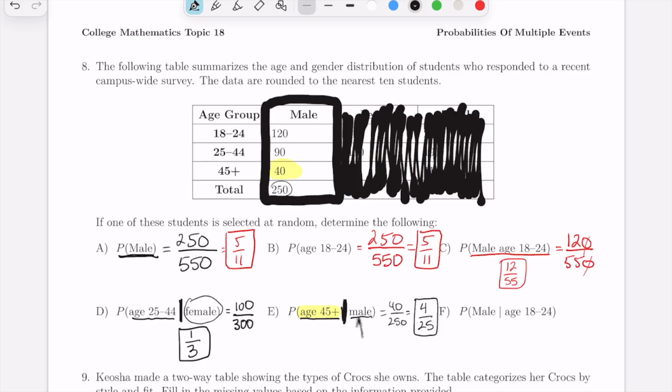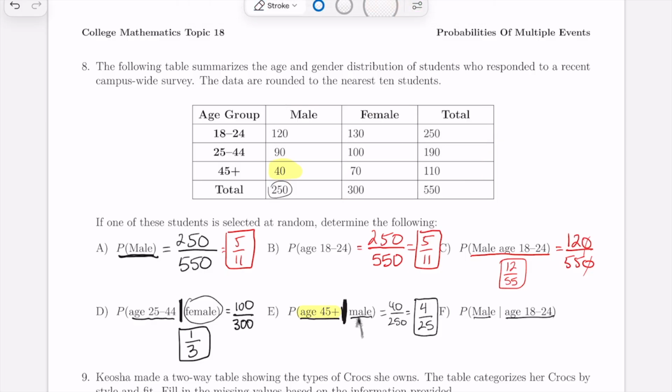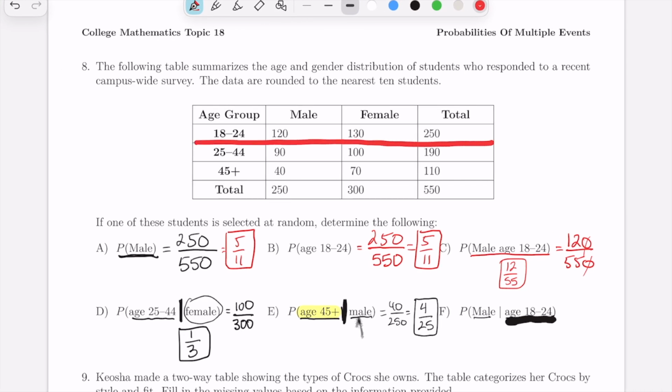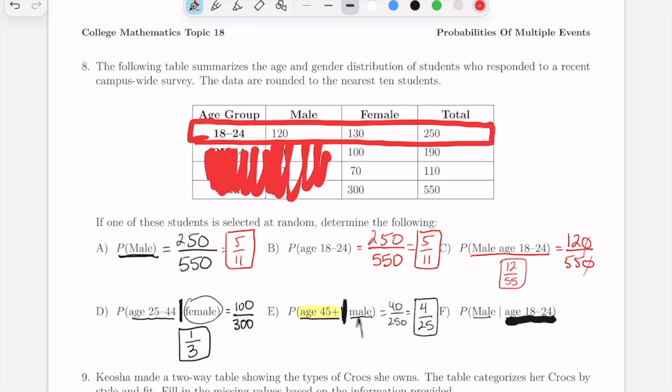The last problem says male given they're on the younger side. So let's get rid of all this. Notice this time we're only allowed to look at 18 to 24-year-olds. This is the only section that we can look at, because it says given 18 to 24, meaning we for sure chose someone from this group. What's the likelihood we chose a male? I'll get rid of all the other numbers, cover them up so I don't accidentally use them. And now we say, given we chose someone from this category, what's the likelihood that we chose a male?